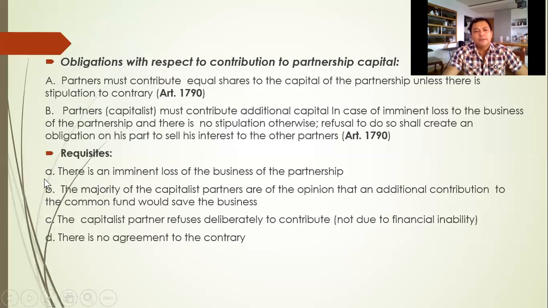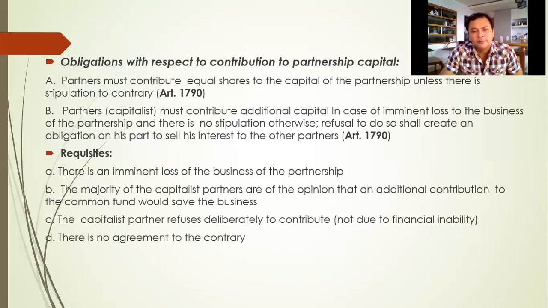So there are requisites here. Letter A, there must be an imminent loss on the business of the partnership. Letter B, majority of the capitalist partners are of the opinion that an additional contribution to the common fund would save the business. And then letter C, the capitalist partner refuses deliberately to contribute. Then letter D, there is no agreement to the contrary. So wala agreement nga di sila mag-contribute.